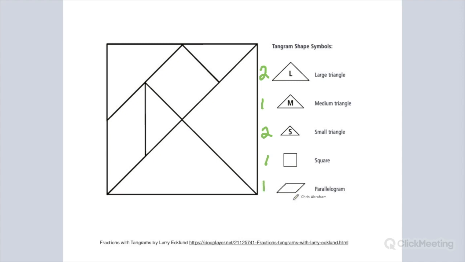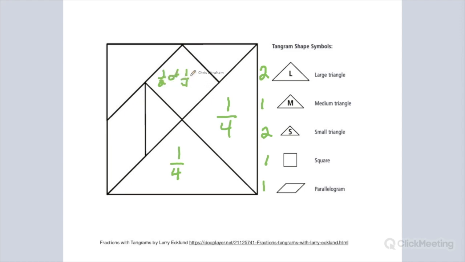We have already done the relationships here of the whole, and we said that this large triangle represents a fourth of the whole. This is a fourth of a whole. We said that the square is half of the area of this large triangle. So it's half of a fourth, right?